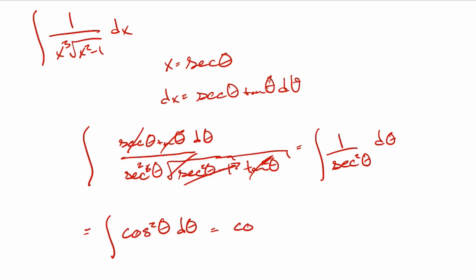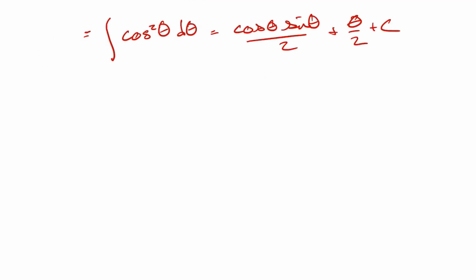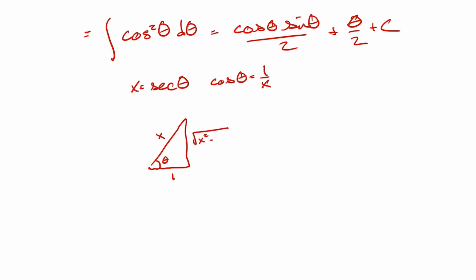And this is just equal to cosine theta sine theta over 2 plus theta over 2 plus c. And we'd be done, except we need to get this back in terms of x. And so x equals secant theta, then cosine theta equals 1 over x. Use that to build our triangle. Alright, so that's theta. So if cosine is equal to 1 over x, then that side's 1. Hypotenuse is x. And that means this has to be the square root of x squared minus 1.